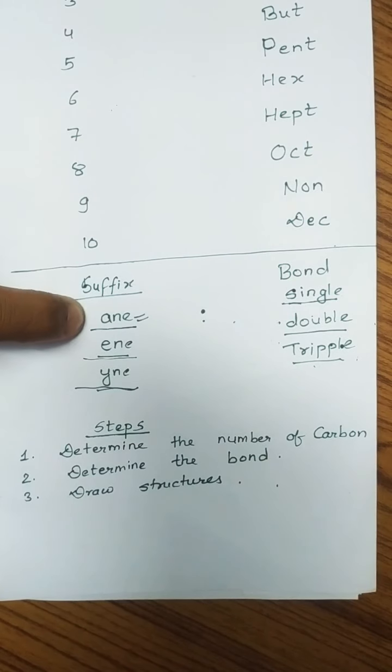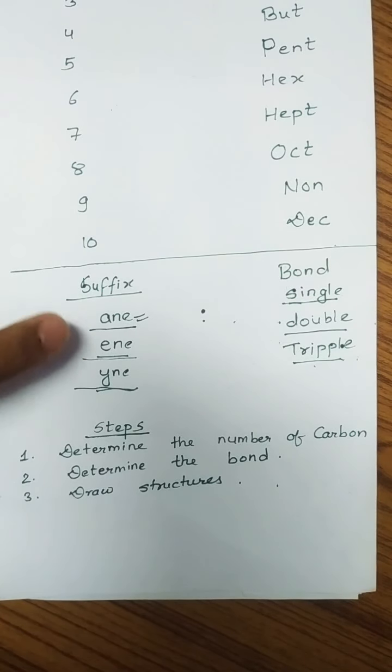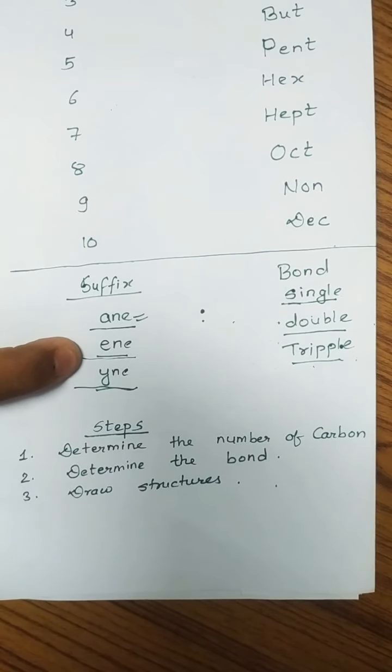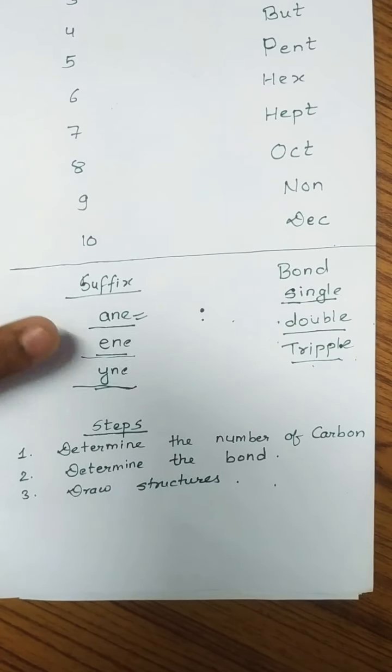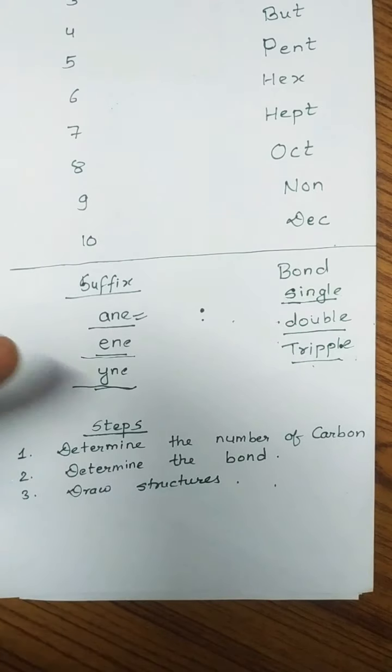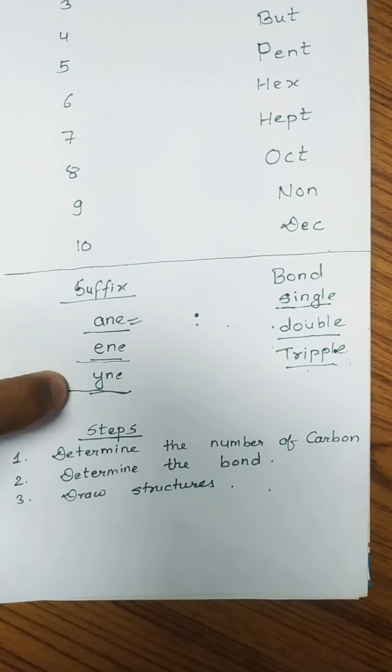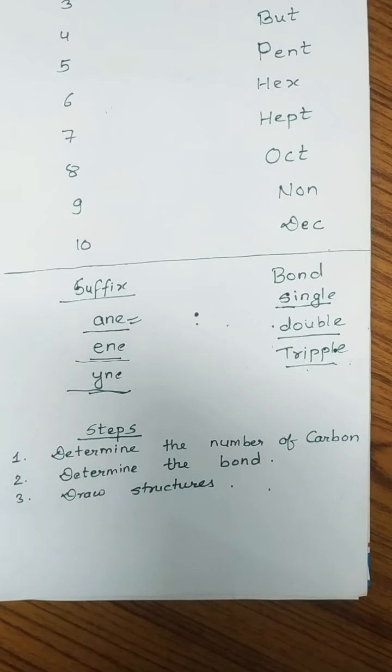For example, if there is ane on the back, then all the bonds between carbon atoms are single bonds. There is only one single bond between the carbon atoms there. If there is ene in the name, then that means there is at least one double bond in the hydrocarbon. And next, yne means there is at least one triple bond between the carbon atoms.